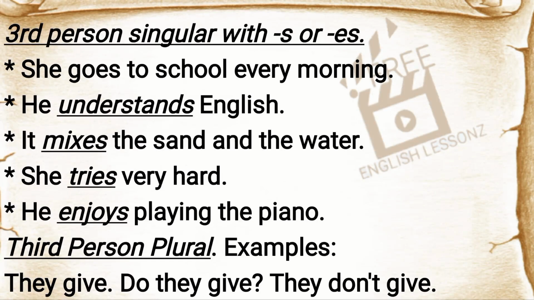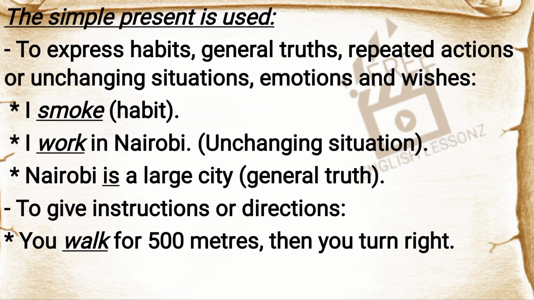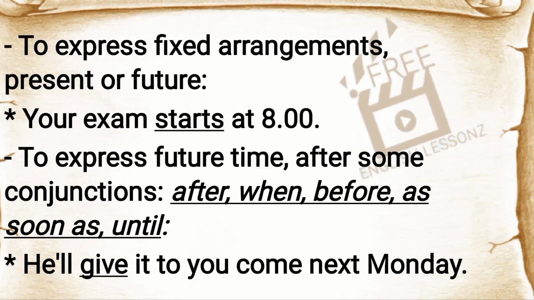They don't give. The simple present is used to express habits, general truths, repeated actions or unchanging situations, emotions and wishes. Examples: I smoke, habit. I work in Nairobi, unchanging situation. Nairobi is a large city, general truth. To give instructions or directions, example: you walk for 500 meters, then you turn right. To express fixed arrangements, present or future, example: your exam starts at 8 o'clock.